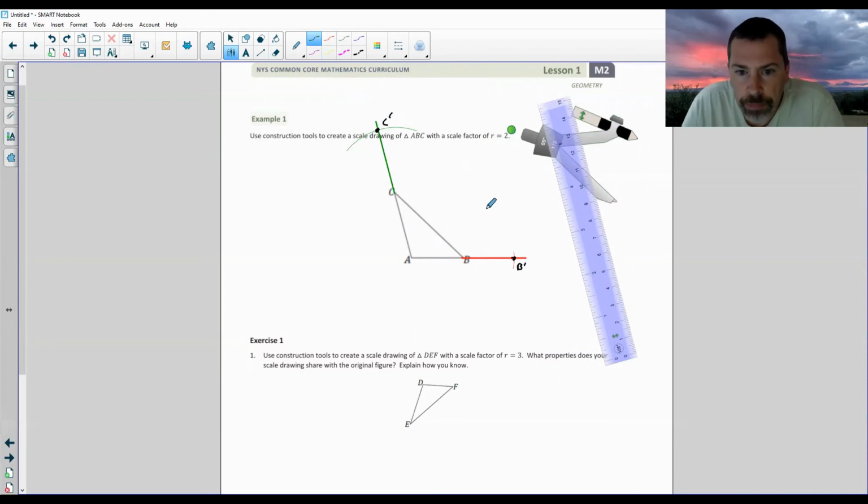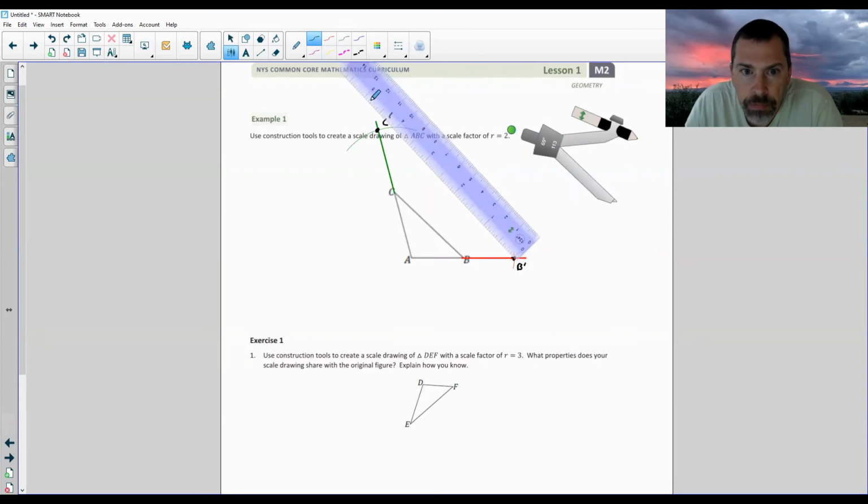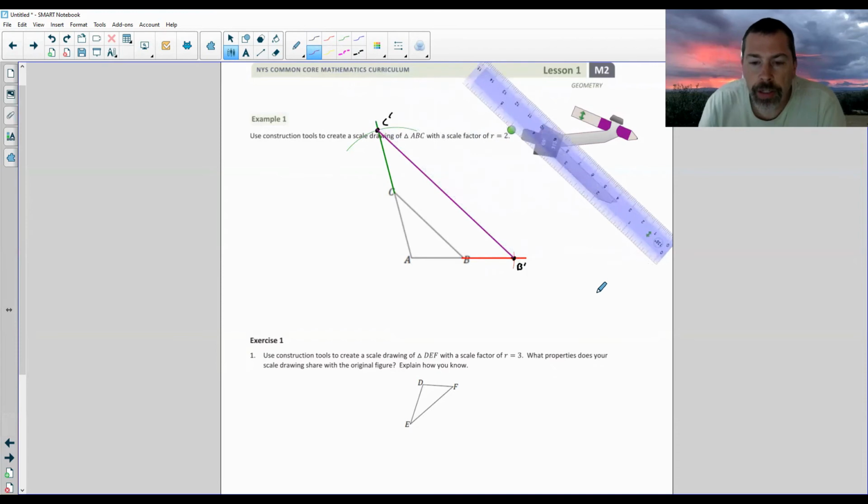And finally, I'm going to connect B prime and C prime. And there is triangle A prime, B prime, C prime. That is twice the size of triangle ABC.